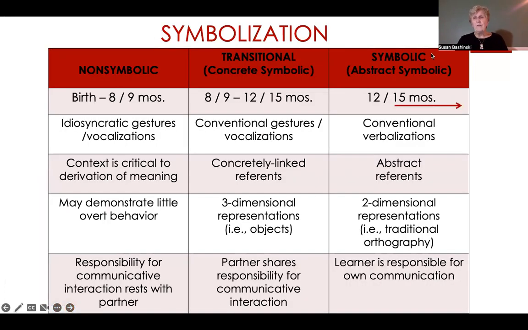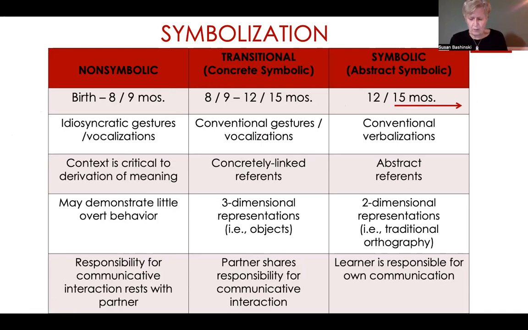So this is a summary form. If you like it, I could provide you with a copy, or you can take a screenshot out of here. This just puts on one slide in these columns how things moved from idiosyncratic to conventional across the continuum, how context changes, the partner's responsibility, to the point that a learner is responsible for her own communication. The only thing on this sheet that makes me nervous, and it does make me nervous, is this first row.